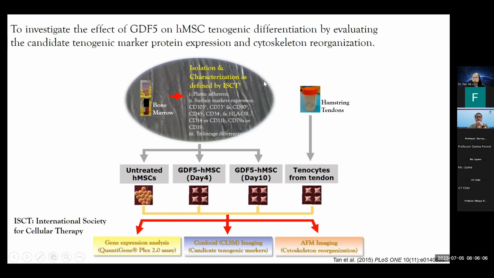The tendon cells isolated from the hamstring tendon were used as a control in comparison to the other in vitro study groups, which include the untreated MSC, MSC treated with GDF5, day 4 treated cells, and day 5 treated cells. The cells were harvested and analyzed with gene expression profile analysis using the contingent platform, as well as confocal and AFM imaging approaches.